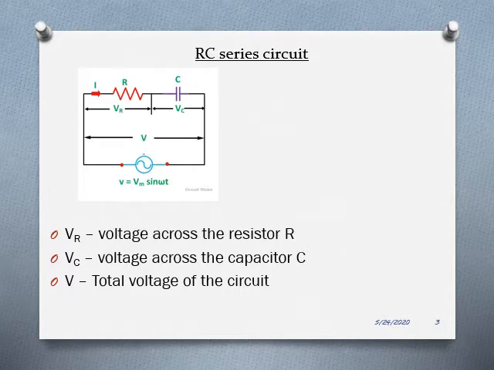The total voltage V will be the vector sum of the voltage across the resistance VR and the voltage across the capacitance Vc. Therefore, V will be equal to the square root of VR square plus Vc square. Since it is a series circuit, an instantaneous current i will be flowing through the elements.